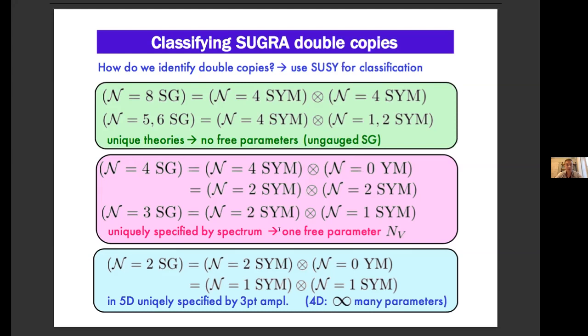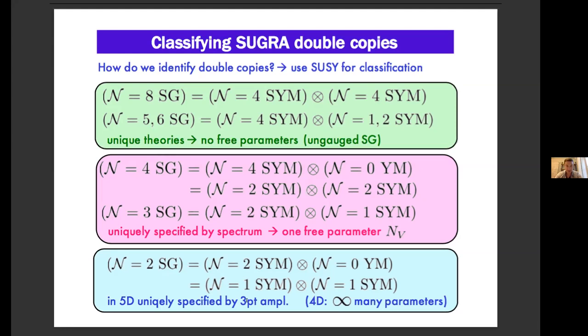The freedom is just that you have the right to introduce vectors. So you have a parameter, which is the number of vectors. So again, what it means is that it's actually quite easy to identify which theories we're talking about. But then if you go down to n equals 2 supergravity, it becomes more complicated. But there's a well-known way to classify n equals 2 supergravity theories.